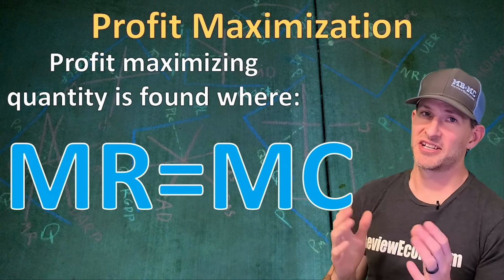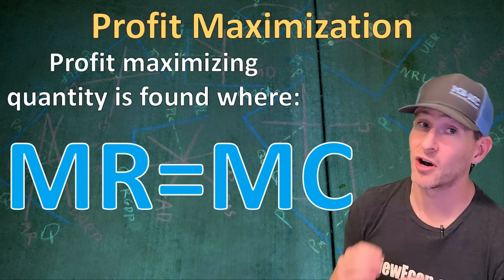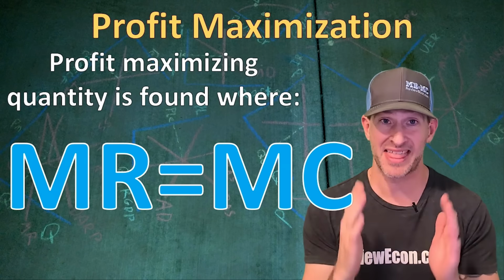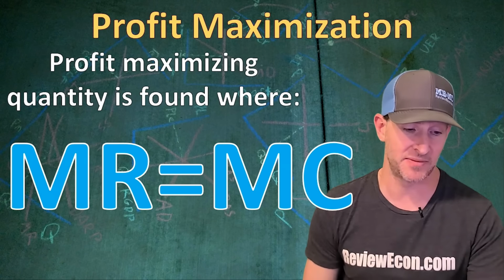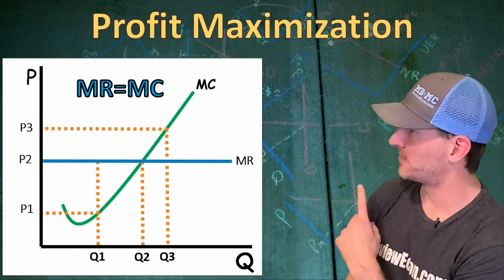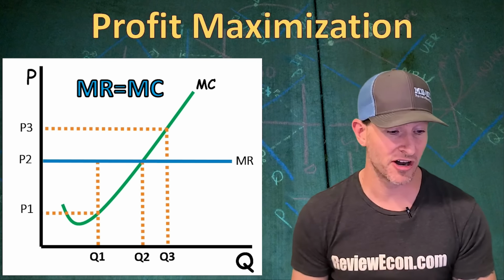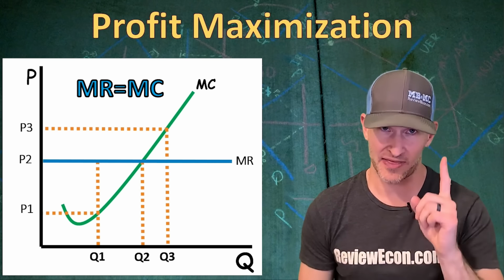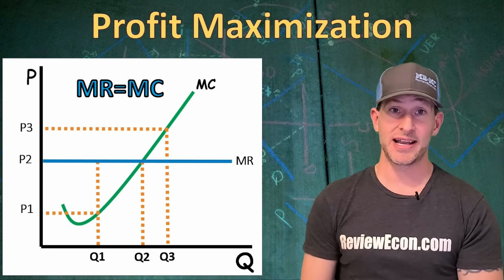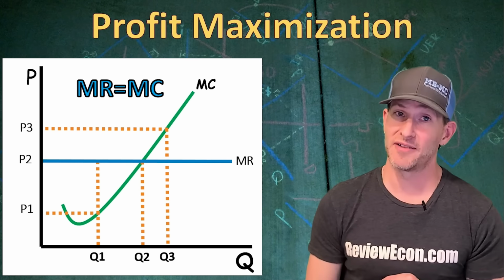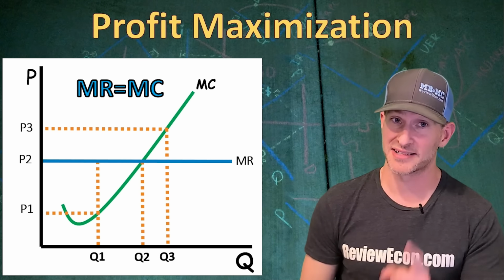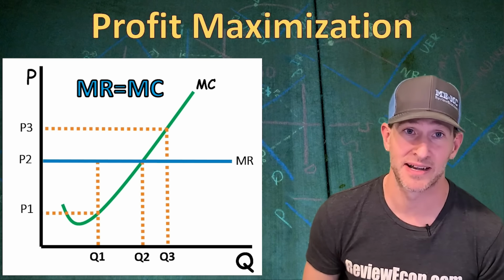When it comes to firm decisions, firms are going to always produce where the marginal revenue equals the marginal cost. That is profit maximizing behavior. If we look at the graph with the marginal cost and the marginal revenue curve, at Q1, our marginal revenue is greater than our marginal cost and they should produce more. At Q3, the marginal cost is greater than the marginal revenue. They should produce less. Q2 is where marginal revenue equals marginal cost. That is our profit maximizing quantity.